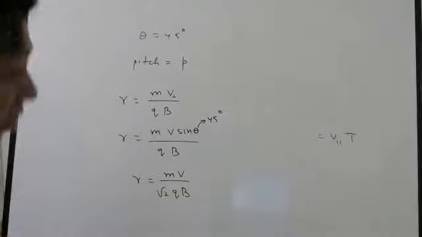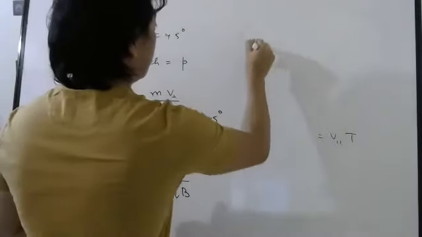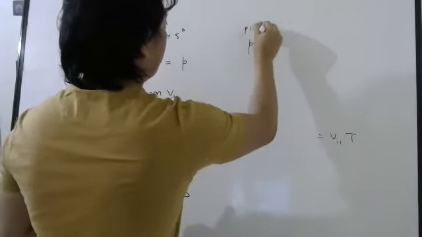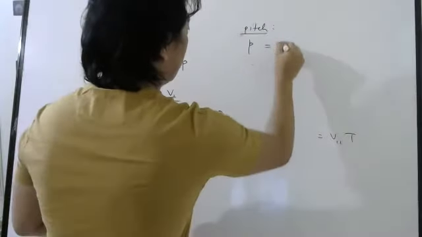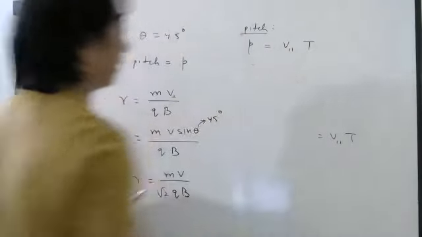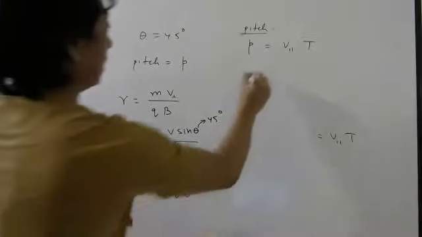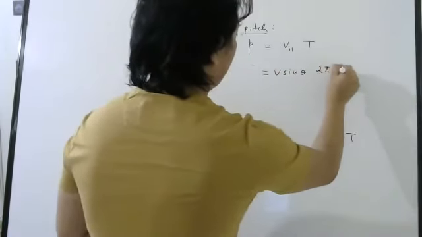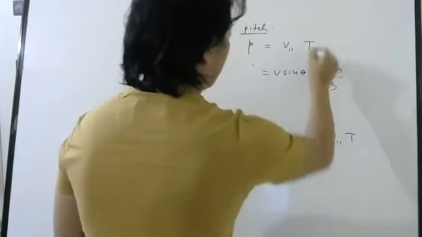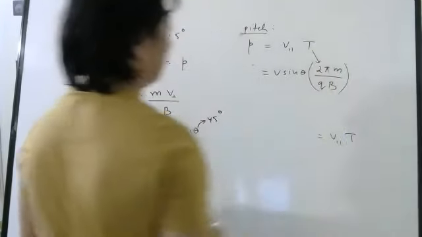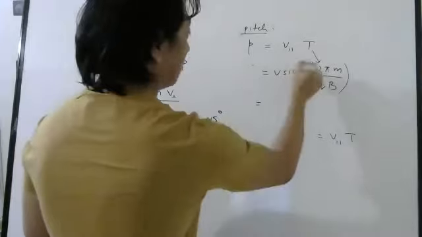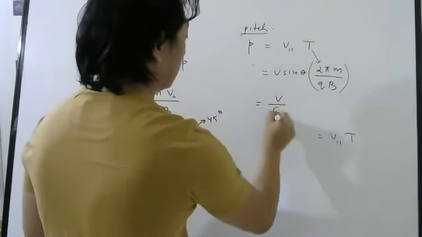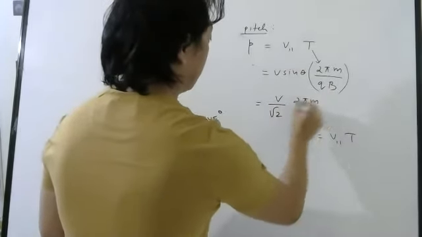Now the pitch formula is, this is pitch, okay, not momentum, pitch. What was the formula? V parallel into time period. V parallel is V sin theta. Time period was 2 pi m by qB. This formula also you should memorize. So here theta is 45, so it will be V by root 2, 2 pi m by qB.